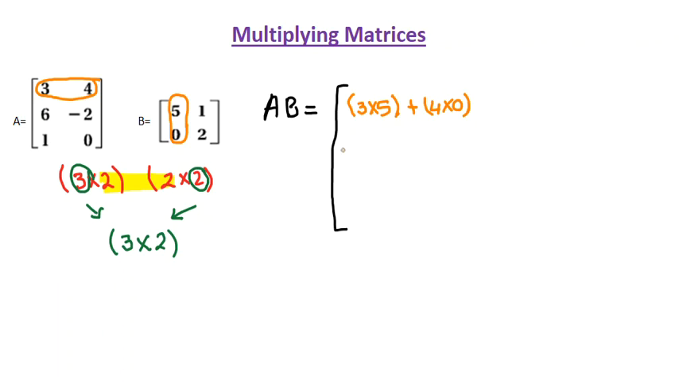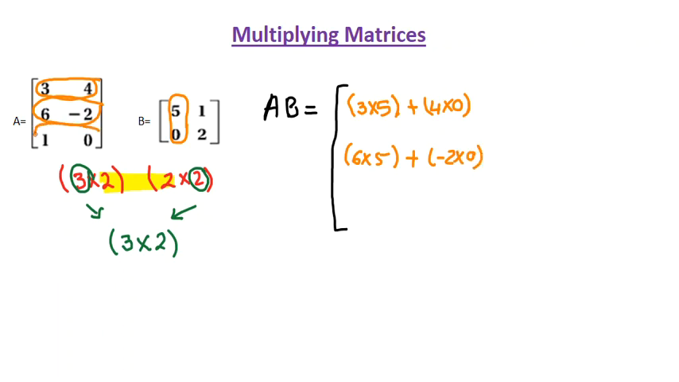Then I'm going to go for the second element in the first column by multiplying the second row of the first matrix again by the first column. So this second element is going to be 6 times 5 again, plus the second number, which is -2 times 0.